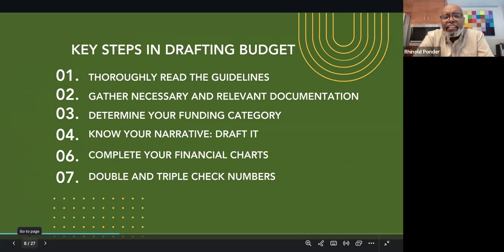Here are some key steps in drafting a budget. Just something to think about. I would start again by thoroughly reading the guidelines, gather your necessary and relevant documentation first, and determine what your funding category is. Is it going to be for operating support or is this a special project? Know your narrative, draft your narrative, complete your financial charts, and then double and triple check your numbers. Say that one more time: please double and triple check your numbers.